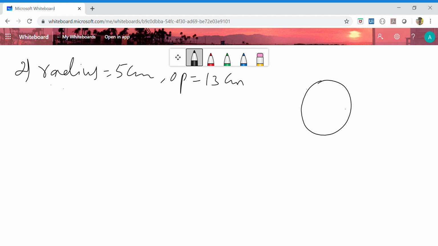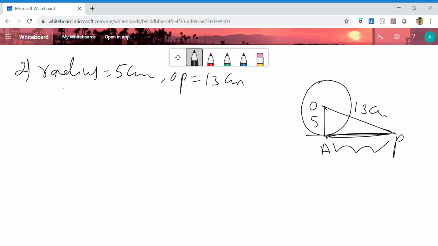For this, this is a tangent, this is the center of a circle, this is the radius, and this is the distance between the center and the external point. OP is given as 13 centimeters and radius is given as 5 centimeters. Let the point of contact be A. Then AP is called the length of the tangent. What is the length of the tangent? The distance between the point of contact and the external point is called the length of the tangent. So you have to find the AP value.